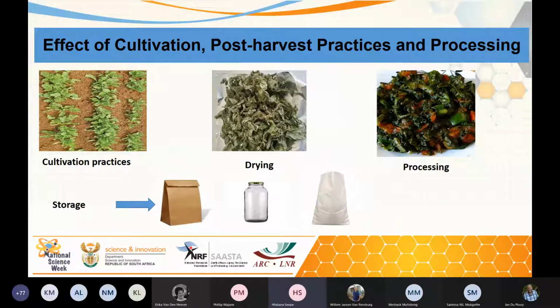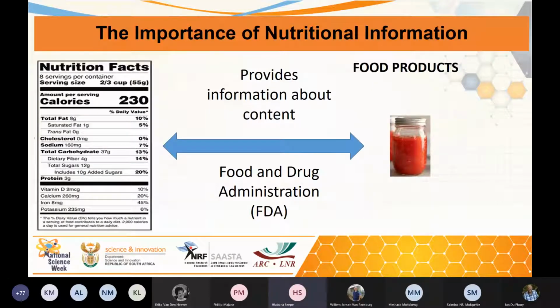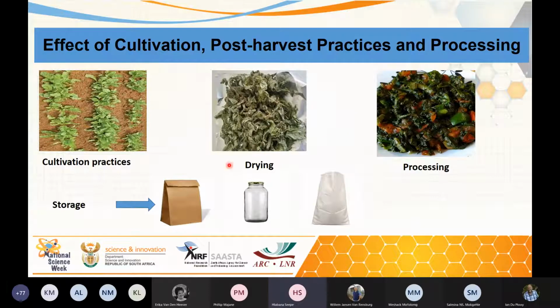The other thing which affects their quality is the processing. How are they processed? At what temperature and for how long? The storage conditions also have an effect on the quality of these vegetables. By the way, these practices also have an effect on the quality of the medicinal plants, which I've already mentioned earlier.